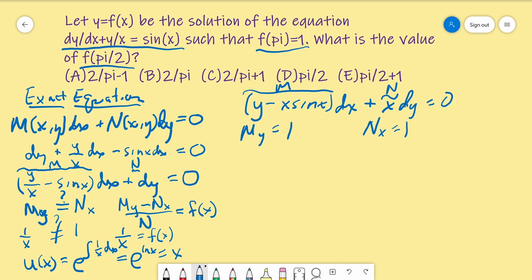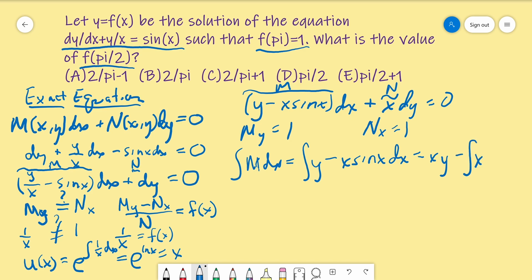And so we know that this equation is exact. And the way to solve an exact equation is to integrate M with respect to x, which will be the integral of y minus x sine x, all with respect to x. Well, that's going to give us xy minus the integral of x sine x dx.